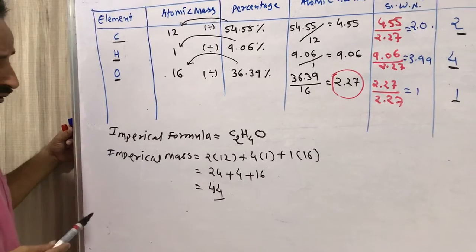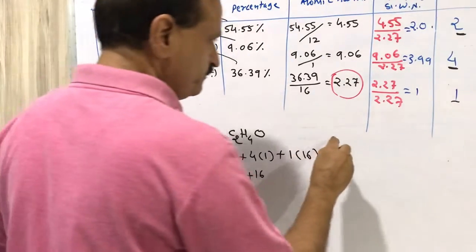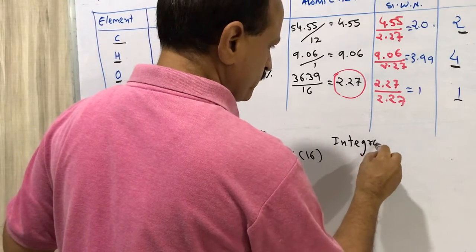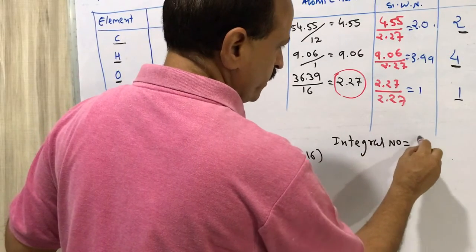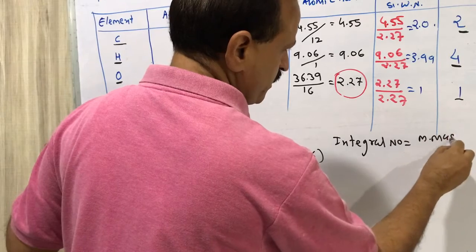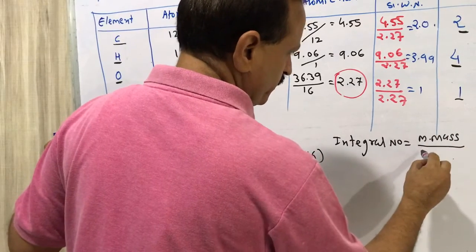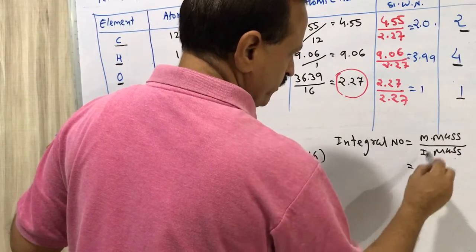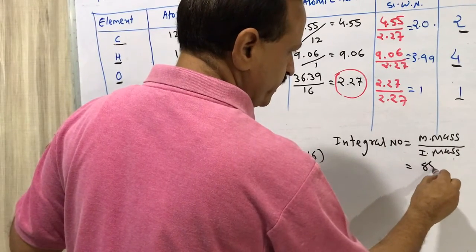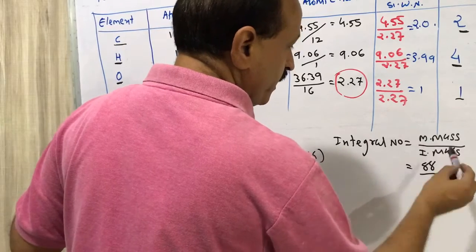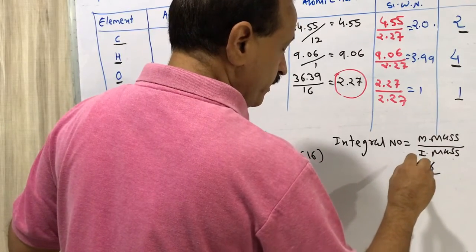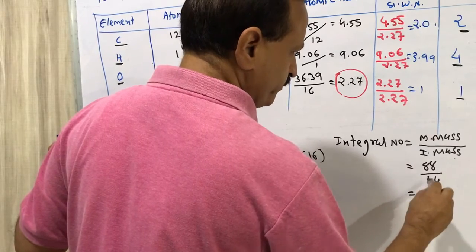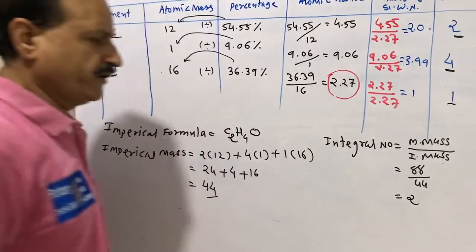Now we will find out the integral number. So integral number equal to molecular mass upon empirical mass. Molecular mass you are having 88 gram into mole inverse and empirical mass is 44 gram into mole inverse. So integral number will be 2. Clear?